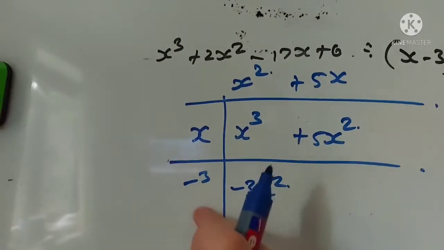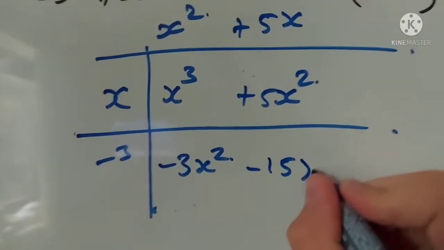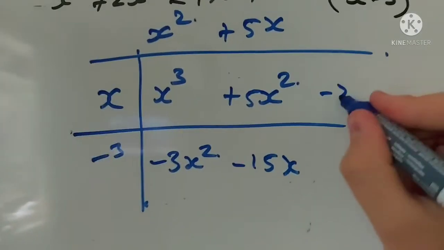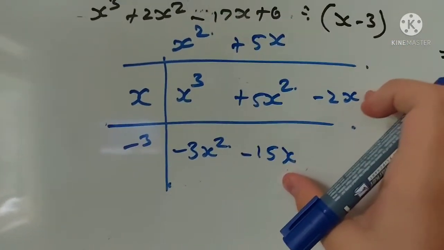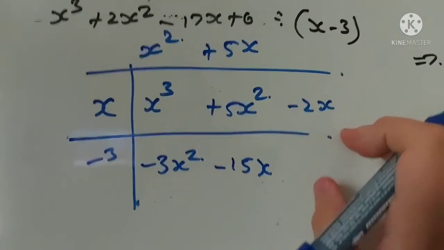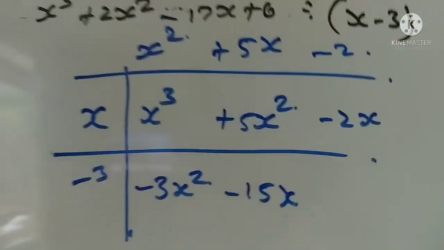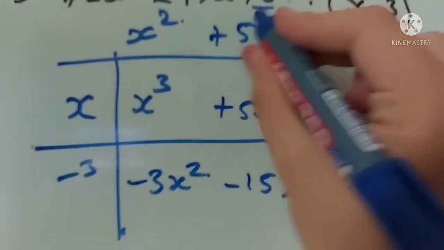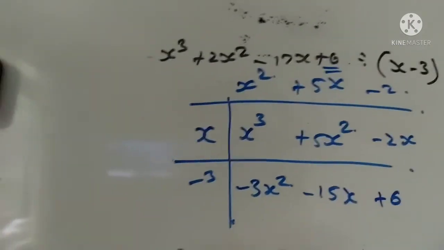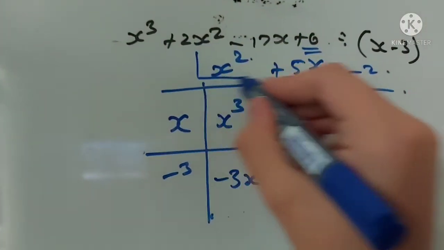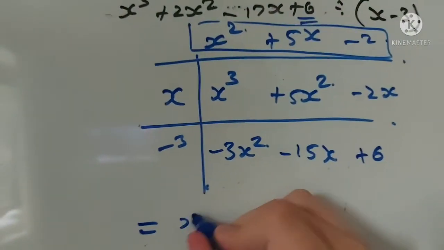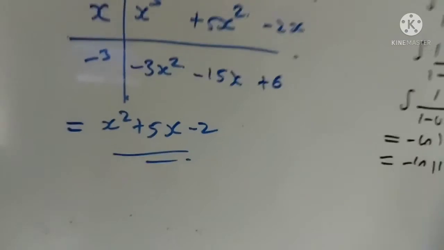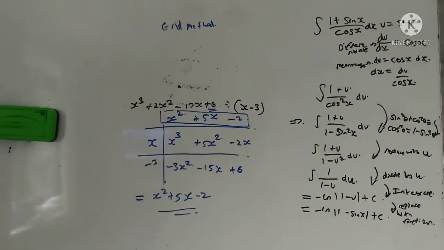So I've got 5x times minus 3, so I get minus 15x. I actually want minus 17x, so this bit here, I need to take away another 2x for these to combine to minus 17x. So x is into minus 2x, or minus 2, and minus 2 times minus 3 will give me the plus 6, which is what I want. So this solution is this top bit here. So we've got x squared plus 5x minus 2. And that's the answer to this problem with the grid method.